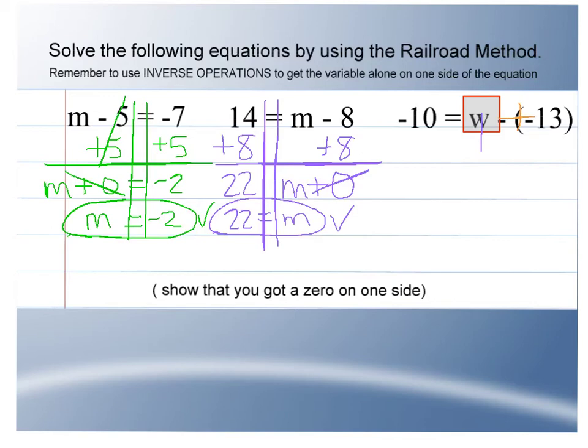And so you can see here what I really have is negative 10. And you know what? I'll just go ahead and rewrite it. I have negative 10 equals w plus 13. So now I'm back to an addition problem.